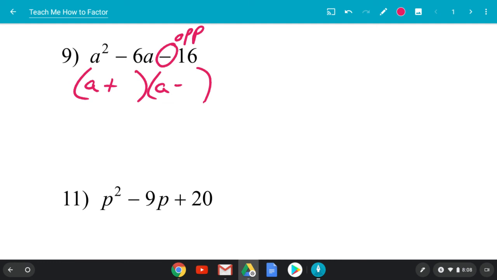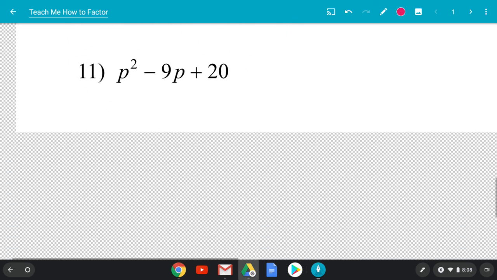List the factors of 16. 1 and 16. 2 and 8. 4 and 4. Which of those come together with opposite signs to get me a 6? 2 and 8, the larger number gets the sign from the middle. So the 8 has to go with the negative and the 2 with the positive. Cool.